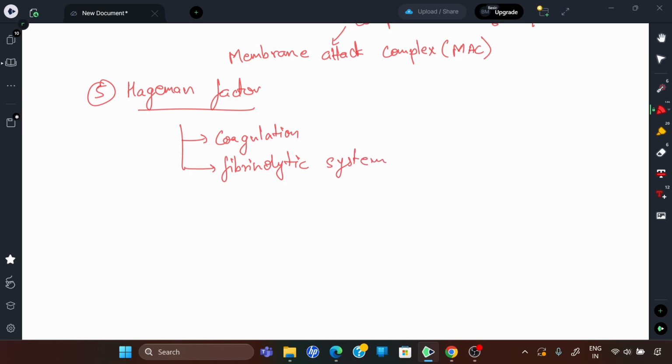The involvement of Hageman factor in activation of the fibrinolytic system helps this factor to play an important role in DIC, right? We will see what DIC is exactly further in the discussions. This is the reason why Hageman factor plays an important role in DIC, and it also plays an important role in severe gram-negative sepsis. We will be discussing this in future lectures. So it activates the coagulation system and the fibrinolytic system. It also activates the complement system.